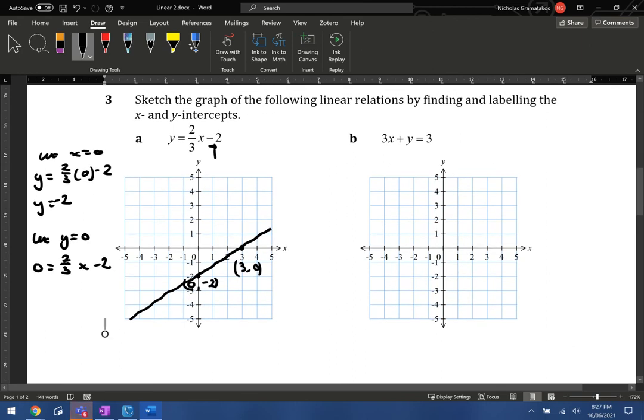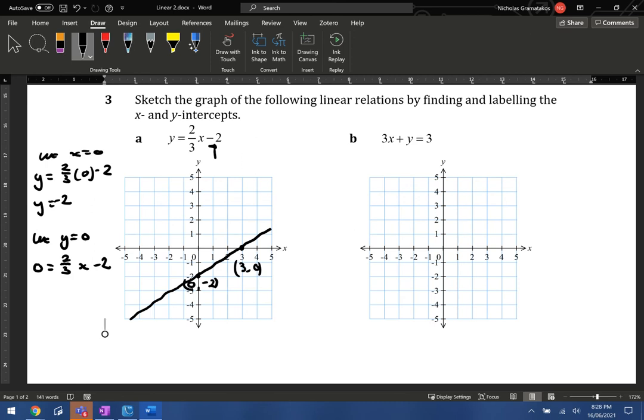Have a look at B. What I'd like you to do is, if you're watching this, I'd like you to give it a go yourself. So I'd like you to pause it now, take a couple minutes, let x equals 0, let y equals 0, find the 2 intercepts and plot it, and then when you're ready, press play to watch how I go about it.